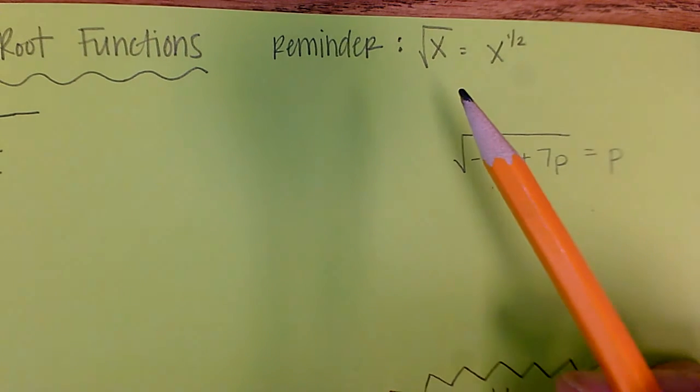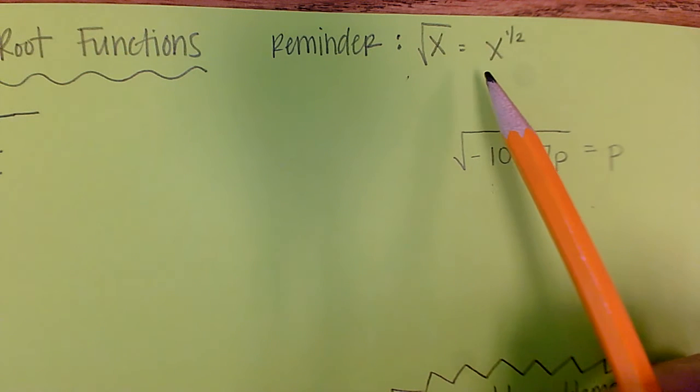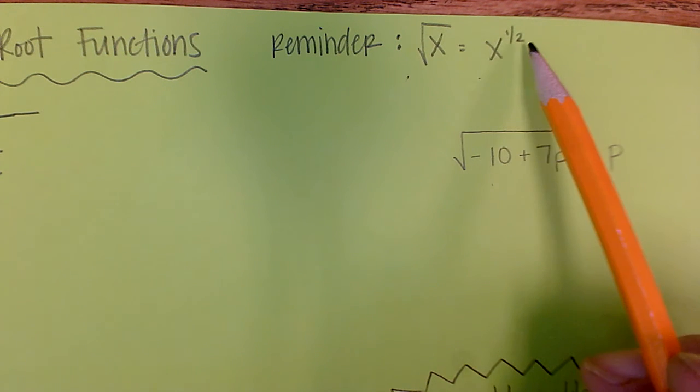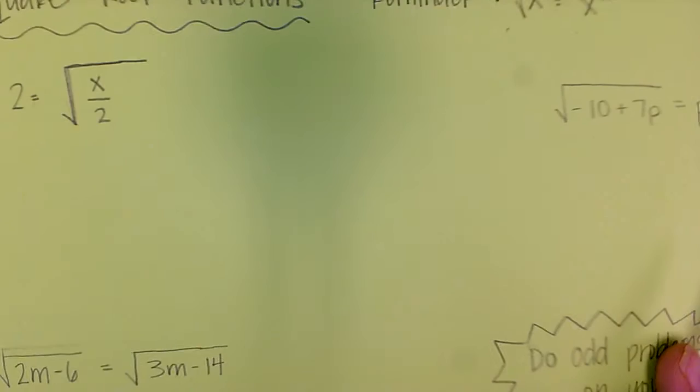Just a reminder, in case you forgot or don't know, the square root of x is the same thing as x to the 1/2. So anytime you see x to the 1/2, you can automatically change it to the square root of x. Okay, so let's get started solving.